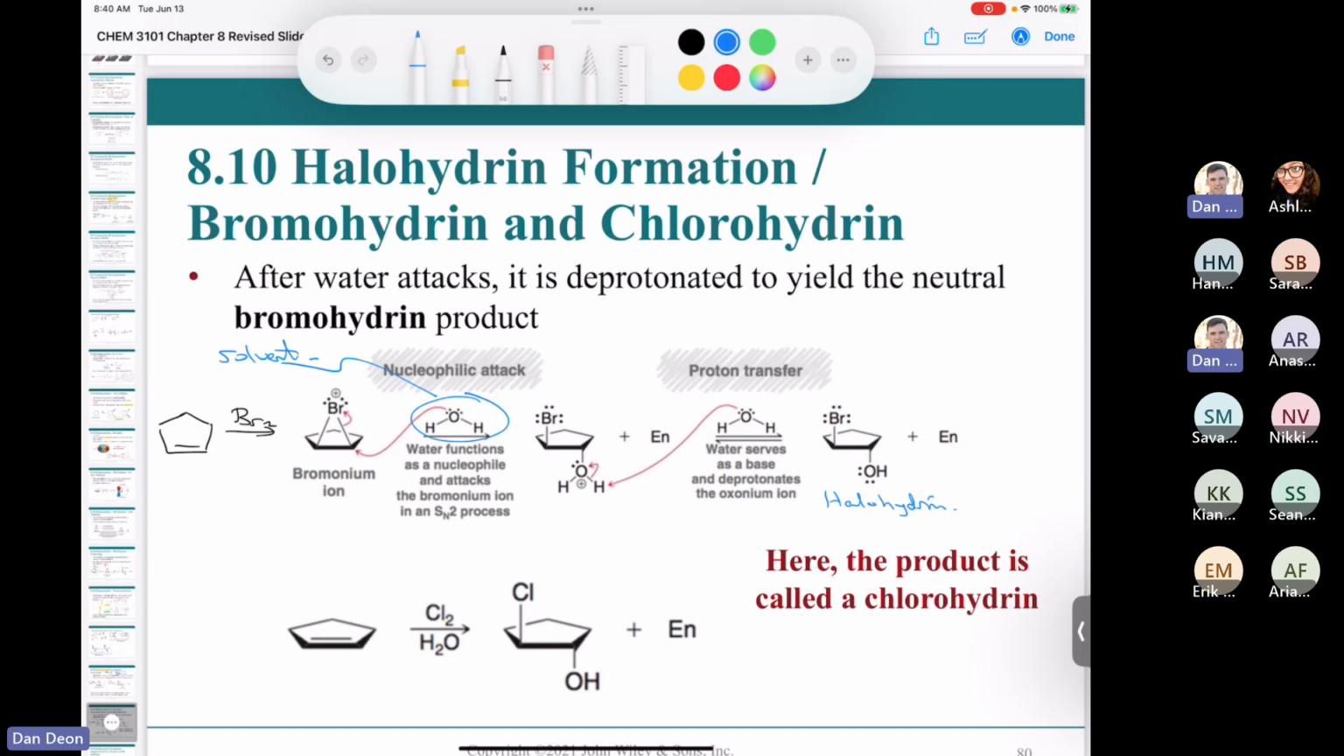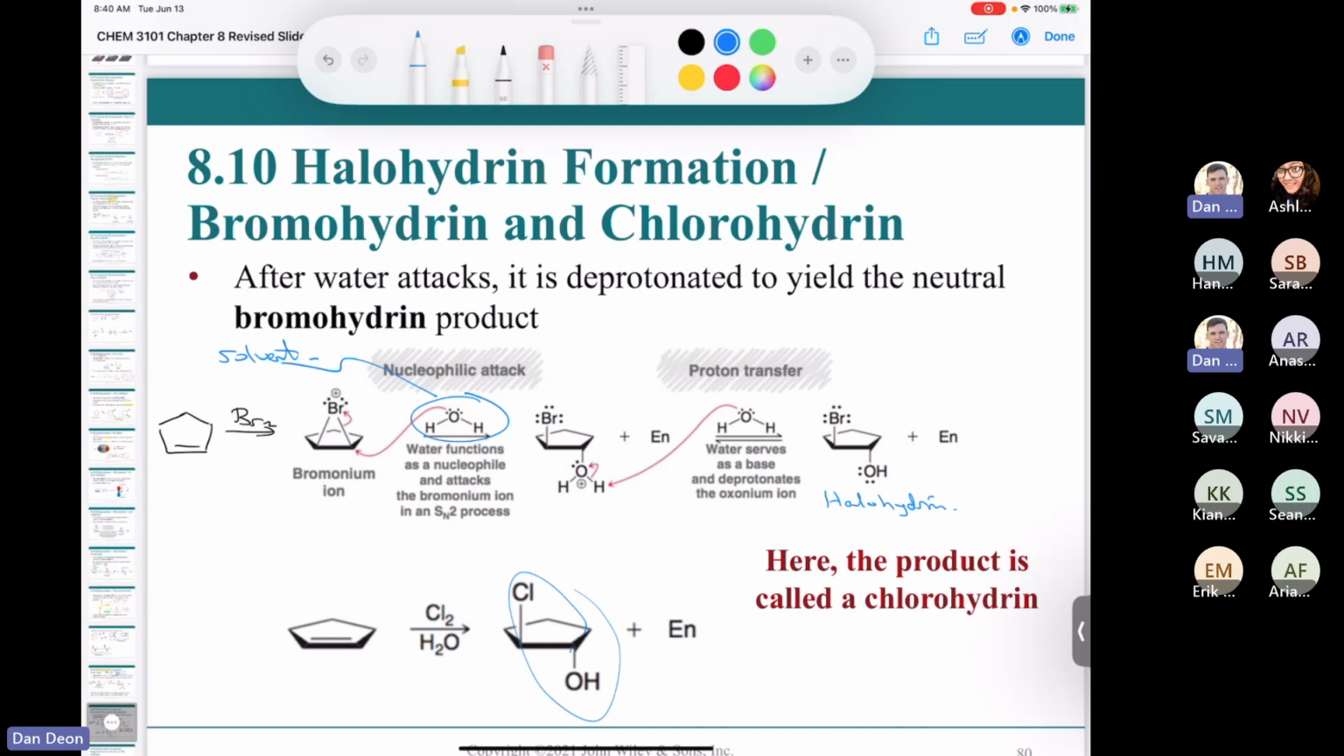Okay, so that's the first part. And if you make one with bromine, you call it a bromohydrin. If you do it with chlorine, it's called a chlorohydrin. Anyhow, there's two things that we have to consider. We have to consider the stereoselectivity, and you can see that it's anti-addition. Okay, so that answers that question. It's anti-addition.